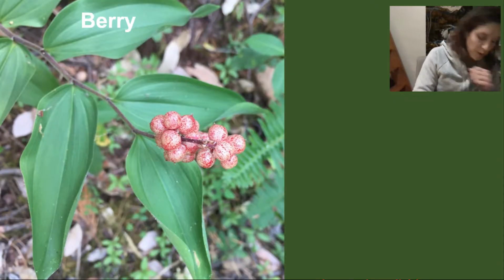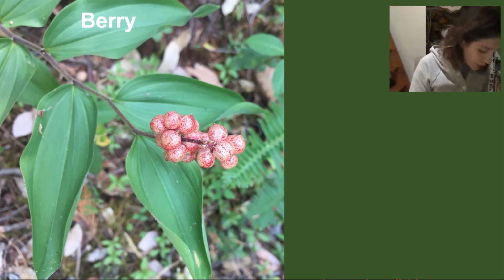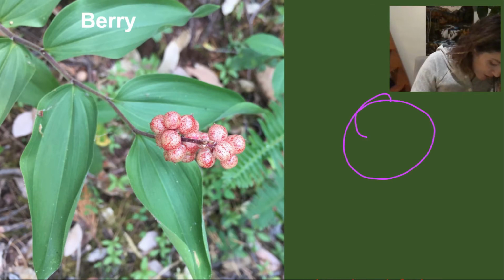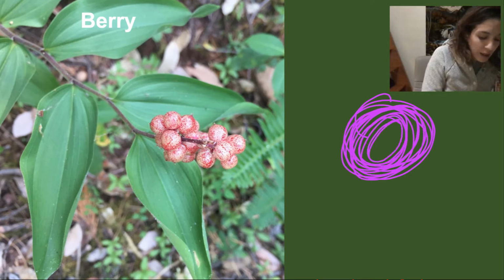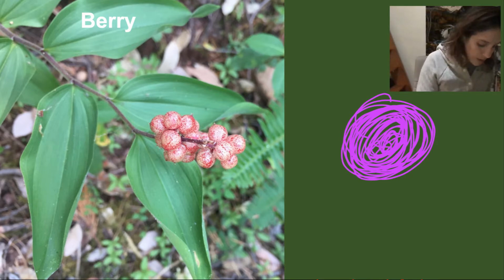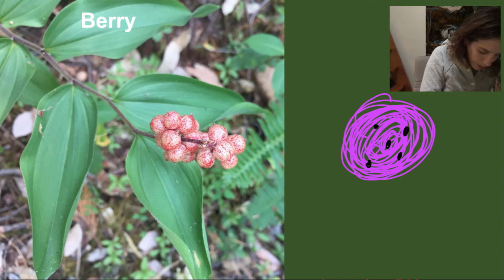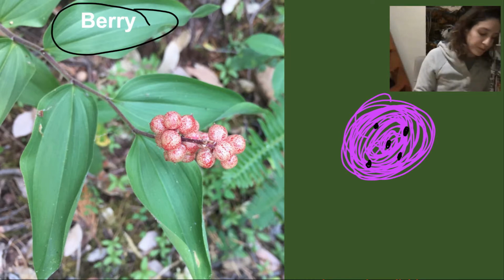Berries. Here's another look at a berry. If I were to draw the pericarp of a berry, I would just draw it like this, where it's entirely one color, all fleshy throughout. And then those seeds are just embedded within the pericarp. That's what a berry is.